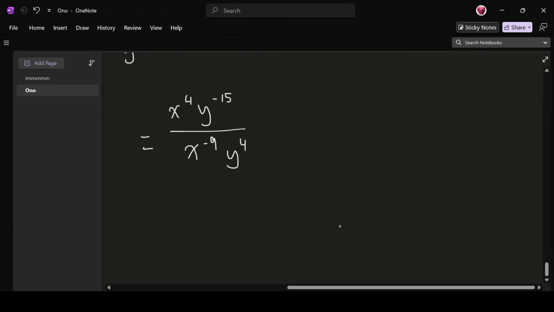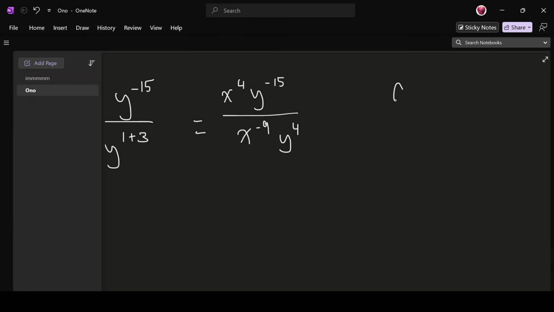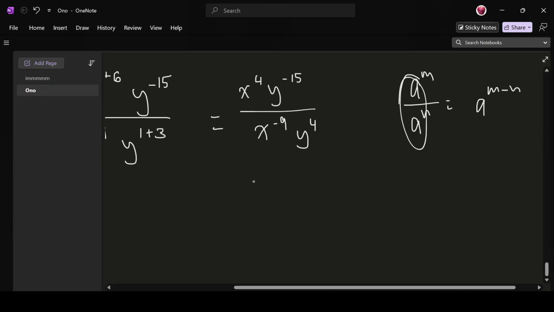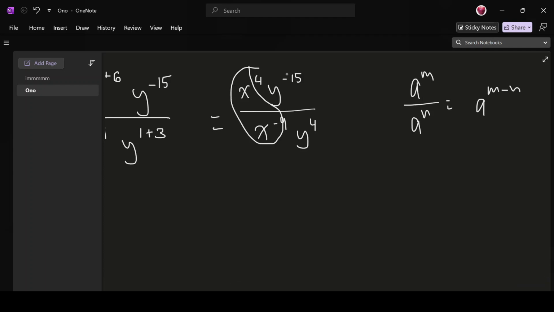Now, we're not done yet. Okay, now we bring back the same law again. A to the power of m over a to the power of n is equal to a to the power of m minus n. And keep in mind, this only works when you have the same base. So this and this have the same base, and this has the same base, so we can apply it.